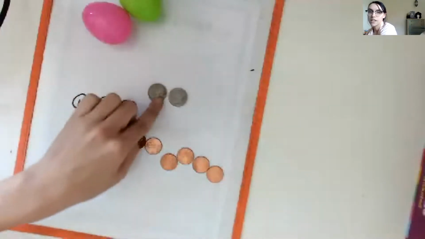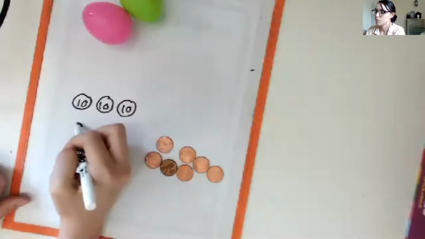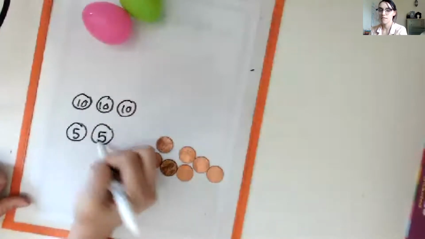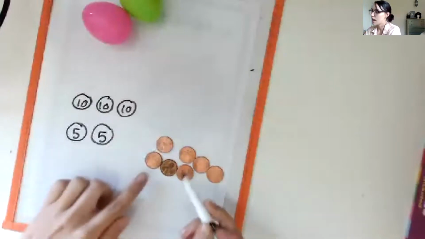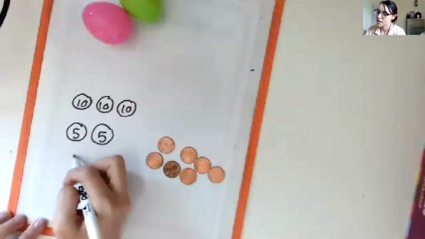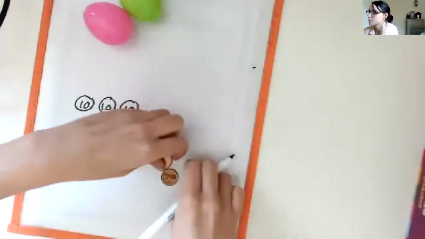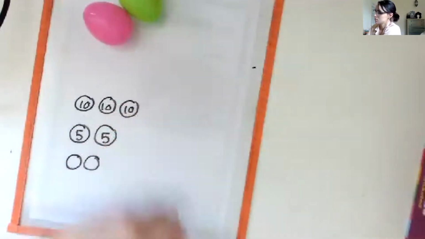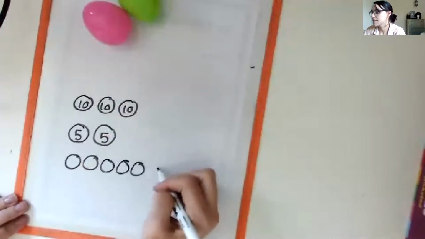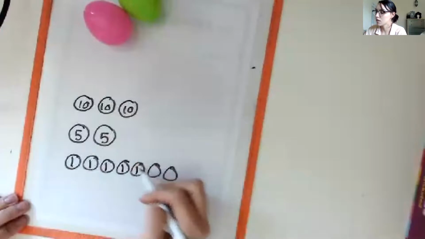Luna had 1, 2 nickels. Let's draw those. And each nickel is worth 5. Luna had 1, 2, 3, 4, 5, 6, 7 pennies. Let's draw all 7 of our pennies. 3, 4, 5, 6, 7. And each penny is worth 1.